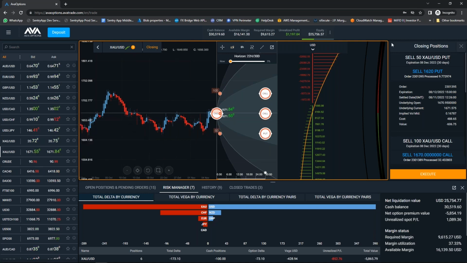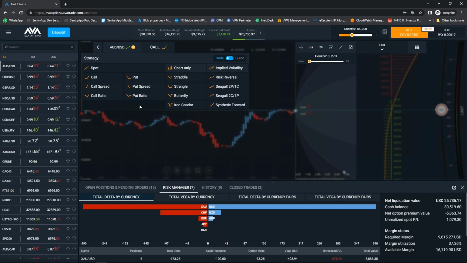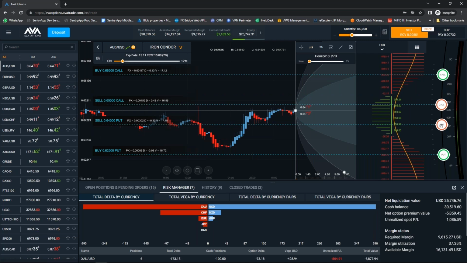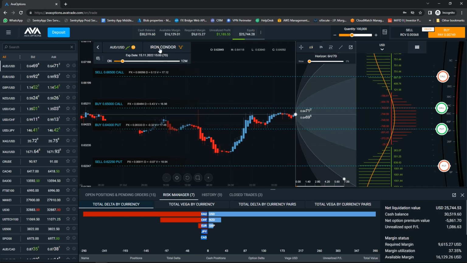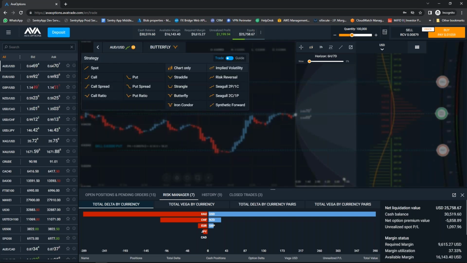So what are the different strategies? Calls, puts, straddles, strangles, butterflies, lots of different trades. Iron Condor has 4 trades. Selling a strangle, buying a strangle, or the other way. This is an Iron Condor, some people call it reverse Iron Condor. Iron Condor, butterfly, lots of different strategies.